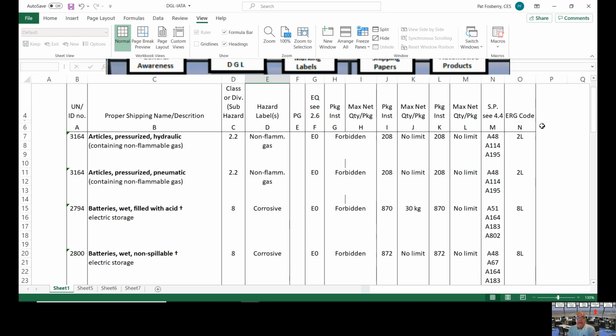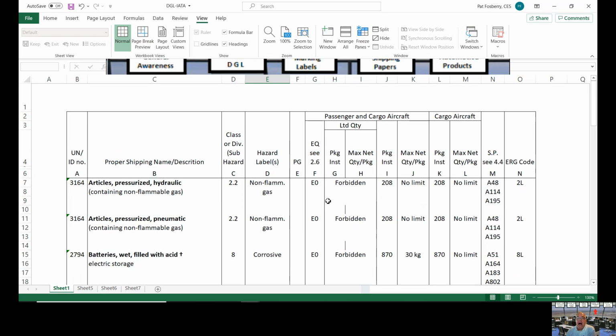So we'll start off with column F. Sorry, I was looking at the spreadsheet. Column F is your, and all of this is for passenger and cargo aircraft. So that means basically all of it will go into cargo aircraft a little later. So you can ship this by air under these situations, either on a passenger or a cargo aircraft.